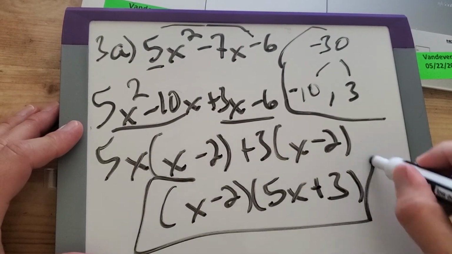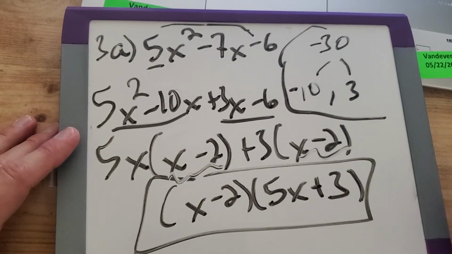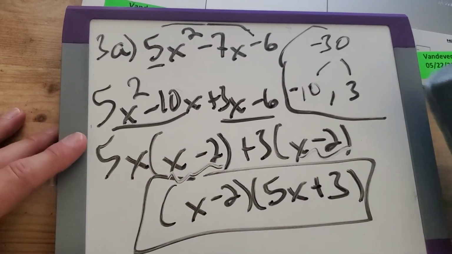Okay, there we go. So remember, you can't do the last step unless these are the same. If those are not the same, it's trying to tell you you made a mistake.